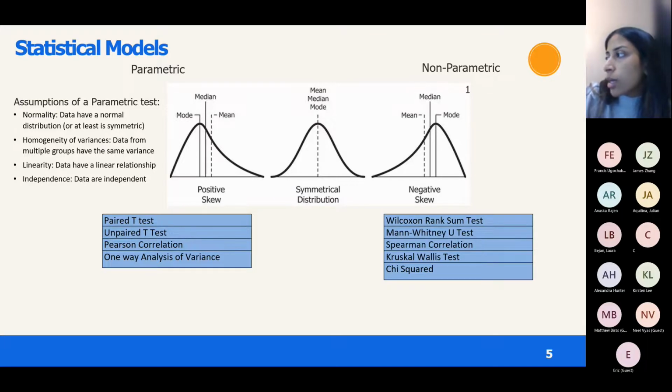Wilcoxon rank, Mann-Whitney, Spearman, Proskauer-Wallace, and chi-squared. I wouldn't worry about this too much. It's not often that you have to talk about this, and most data actually tends to be normally distributed, and you want to think about doing a t-test when you want to see if two means are different.